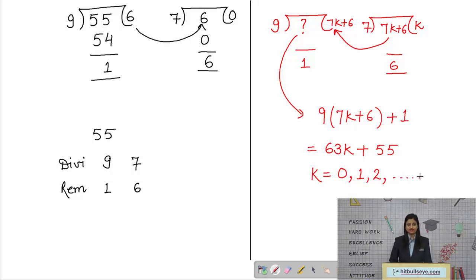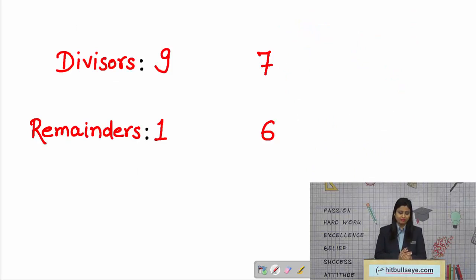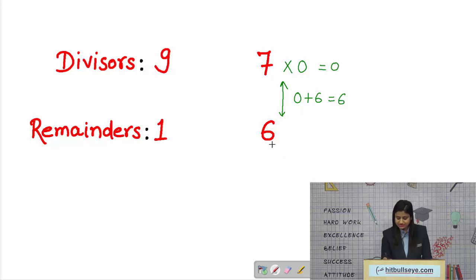Now let us see the shortcut. Our question was a number when successively divided by 9 and 7 gives remainders 1 and 6 respectively. We'll do it directly. For the least such number, the quotient we took was 0. So let us take the quotient to be 0. We always multiply quotient and divisor, and add up the remainder. So 7 into 0 will give you 0. Add up the result and 6, which will give you 6.